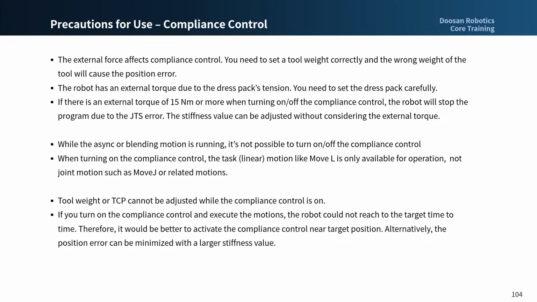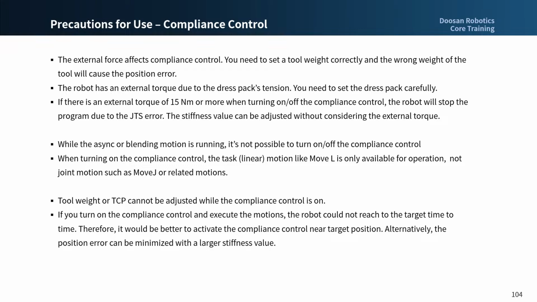I'm going to summarize it briefly. The tool weight must be set precisely, and if there is an external force due to the incorrect tool weight, it will cause a continuous position error after turning the compliance on. And when you settle the dress pack, the external torque may occur on the robot due to its tension.